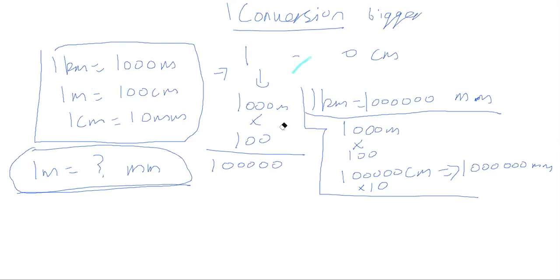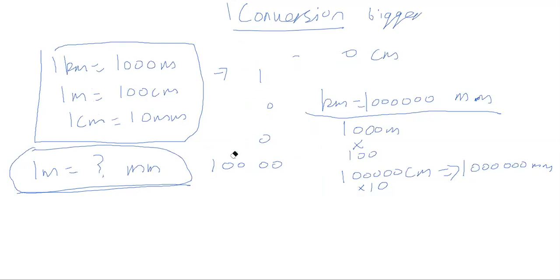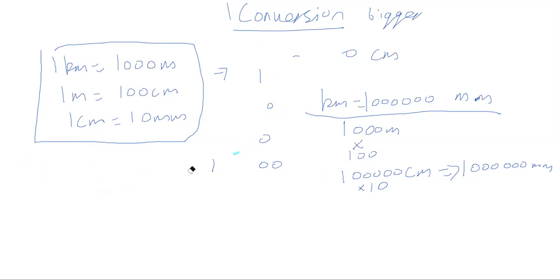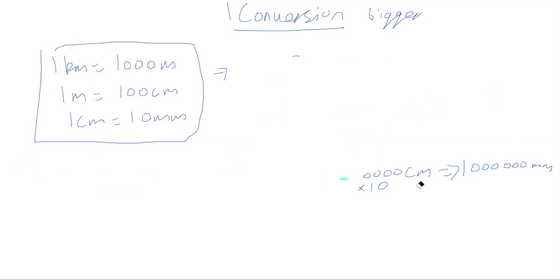Now let's go the opposite way. What we are now going to do is convert smaller units into bigger units. So let's see how to do it. For example, you need to convert 1 millimeter into how many centimeters, right? But this is the opposite way, from smaller units to bigger units.